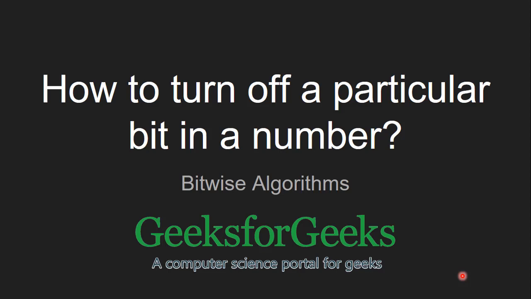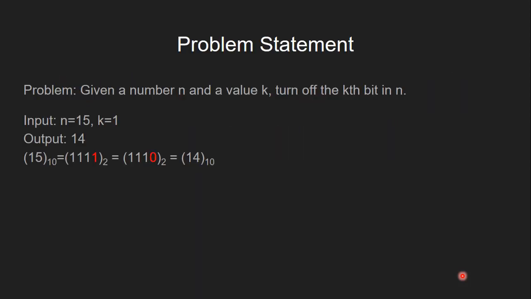Today we are going to see another problem, how to turn off a particular bit in a number. The problem statement is, given a number n and a value k, turn off the kth bit in n. For example, if input n is equal to 15 and k is equal to 1, the output is 14.